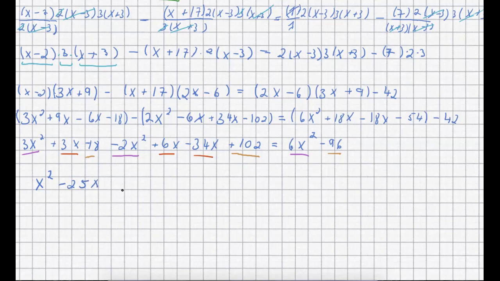And then we have minus 18 plus 102 is 84. So plus 84. And now, because there is no כינוס איברים here, I just copy it. And now I can continue.